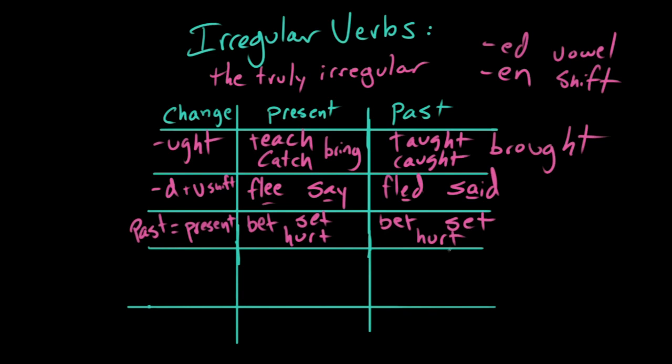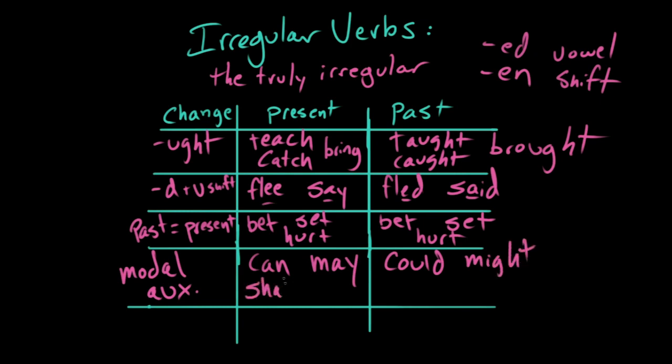Yeah, it's weird. Finally, there are some helper verbs or auxiliary verbs called modals that are super weird and have these properties that aren't repeated anywhere else in English. So, present tense can becomes past tense could. I can stand on my head, or I could stand on my head when I was 5. May becomes might in the past. Shall becomes should.